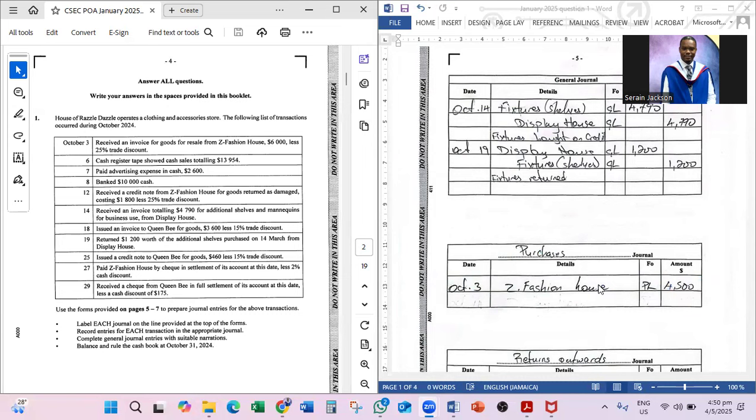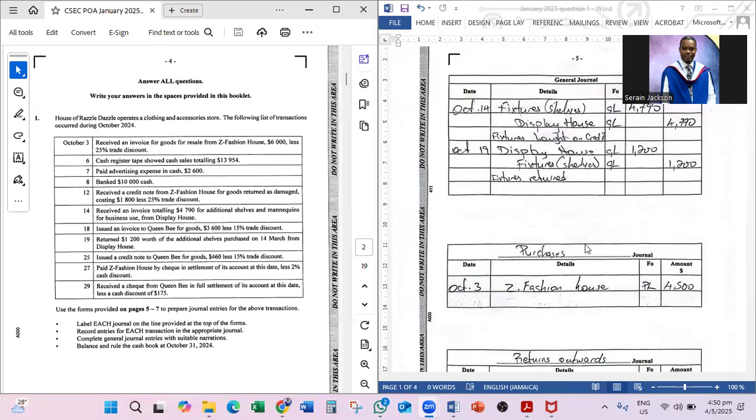You say, sir, well, how is it 4,500? And I see $6,000 here. You have to now subtract the trade discount. Trade discounts are not recorded in the books. Trade discounts are what you get when you buy in large quantities from your suppliers, or you can give a trade discount too if you're selling in large quantities. But you don't normally record trade discounts in the books.